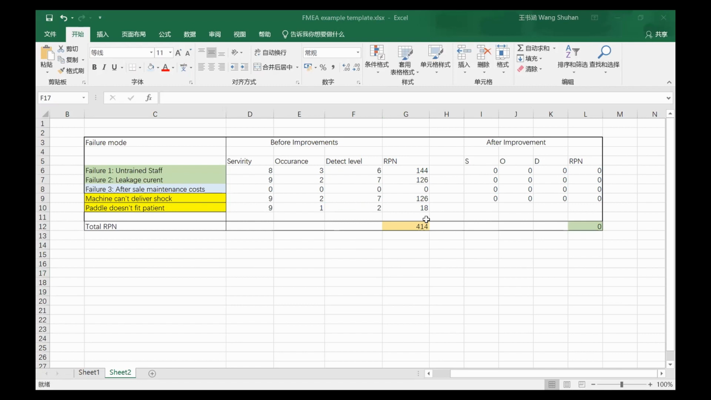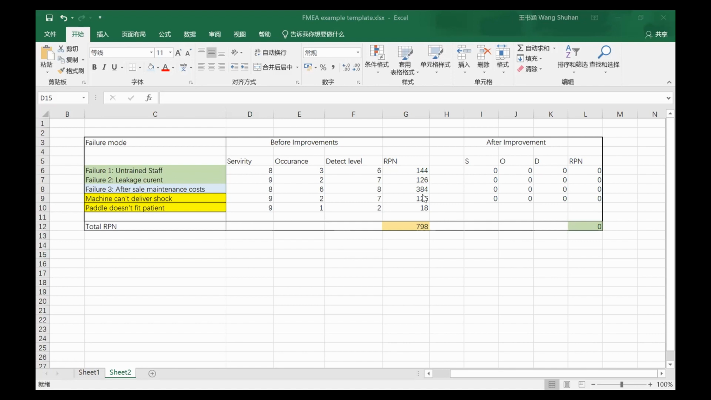Okay, I see for the maintenance risk, someone said severity 8, occurrence 6, and detect level 8. I will put it here because it's probably not the best case to put here, but thank you for sharing your idea.